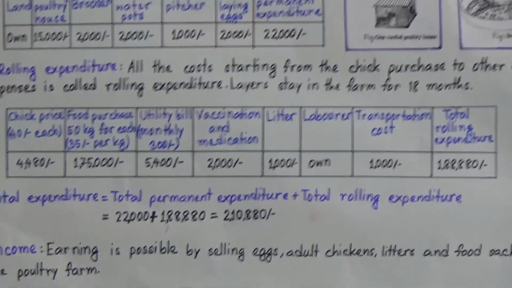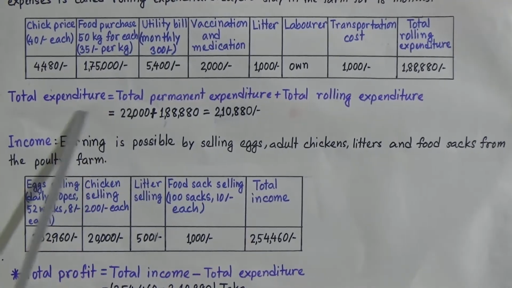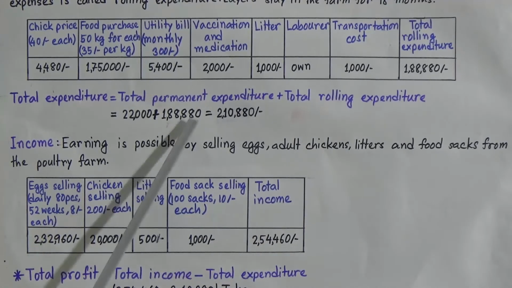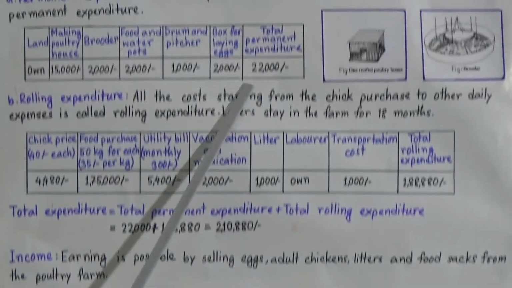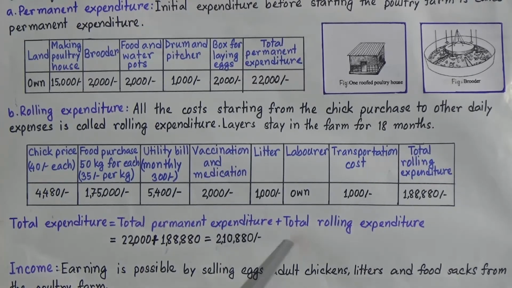Now we will find out the total expenditure. Our total expenditure is total permanent expenditure plus total rolling expenditure. So what is our total permanent expenditure? We have found 22,000 taka. And our total rolling expenditure is 1,88,880 taka. Now we will add total permanent expenditure and total rolling expenditure, and we will find 2,10,880 taka.